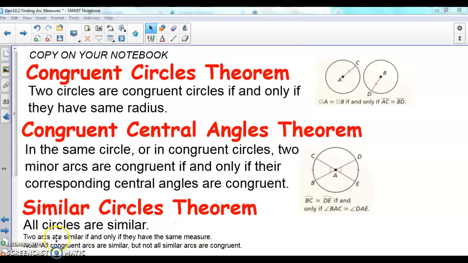Take note though that two arcs are similar if and only if they have the same measure, and all congruent arcs may be similar, but not all similar arcs are congruent.